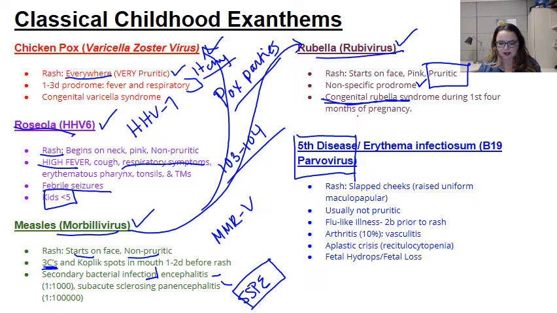It's usually not pruritic. Once again, you get a flu-like illness which happens for a couple days prior to the rash. The thing that can be very serious is if the patient is pregnant, it can lead to fetal loss. And then also, if you have patients who normally have low red blood cells or low platelets, this can actually be a really severe illness. So particularly patients with sickle cell need to worry about parvovirus because that can actually lead to aplastic crisis in these patients. So those are the 5 classical childhood exanthems.